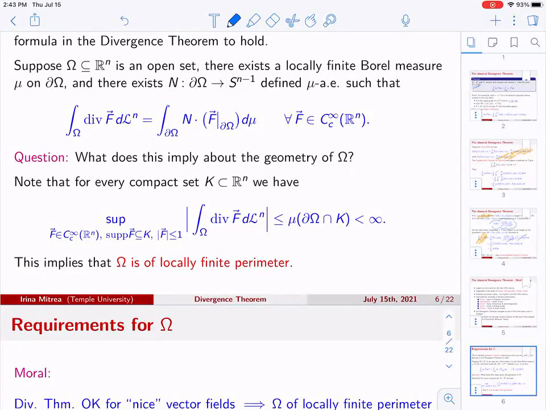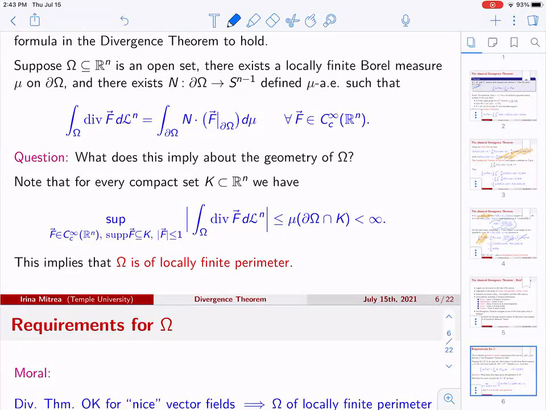So let's look at the supremum over all vector fields which are C infinity compactly supported, with the support included in a given compact set K. We're going to fix some compact set K, and assume that the supports of all these vector fields are in the compact K. And we're going to assume that the vector field F in L infinity is controlled by 1, okay? And we're looking here at the absolute value of the left-hand side of our formula, okay?